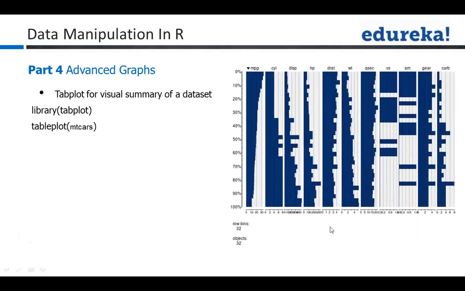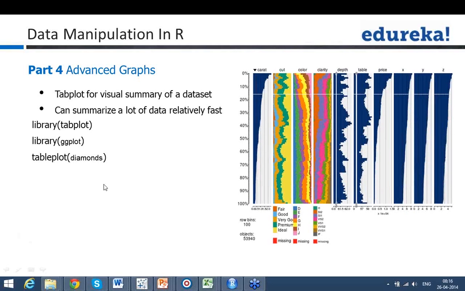This is a table plot of our mtcars data. So you've understood what is a table plot, and there is a tabplot library for that. These are the libraries which we use, tabplot, ggplot, and here they have used a table plot of some diamonds data based on different features of the diamond data, which is like the carats and the cut and the color and the clarity, etc.